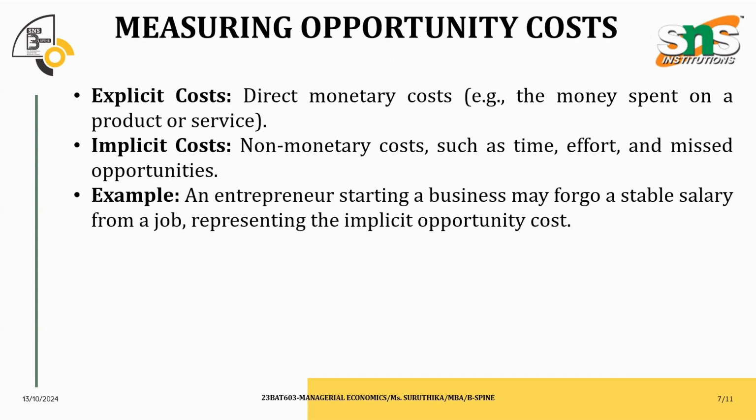How is opportunity cost measured? It's measured through explicit and implicit costs. Explicit costs are the direct monetary costs, like the money spent on a product or service. Implicit costs are the non monetary costs, such as time, effort, and missed opportunities. An entrepreneur starting a business may forego a stable salary from a job, representing the implicit opportunity cost.